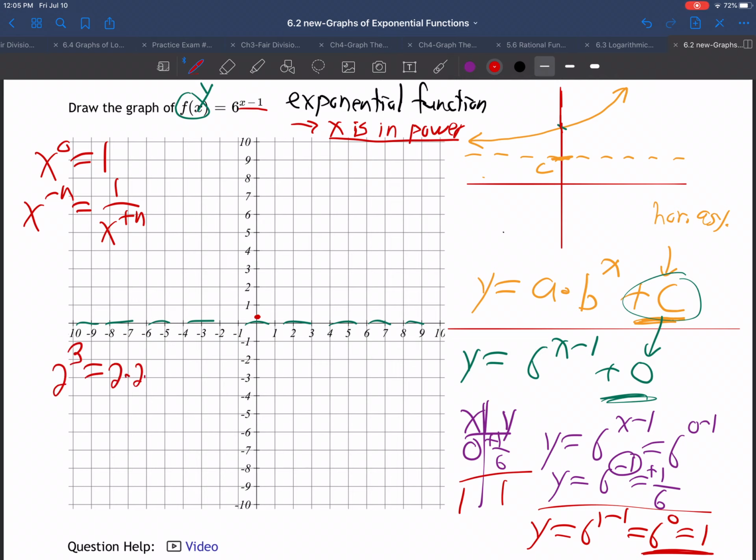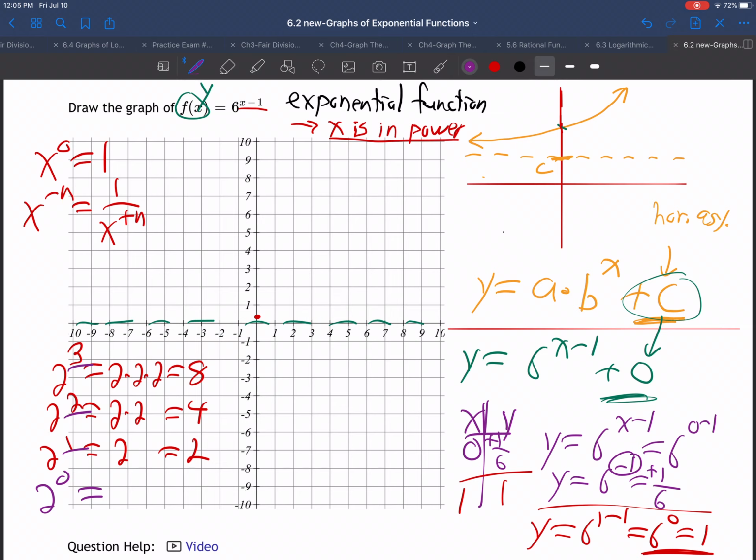What is 2 to the third? 2 times 2 times 2. 2 times 2 is 4 times 2 is 8, right? 2 squared, 2 times 2, 4. 2 to the first, 2. Okay, great. So notice the pattern. What's going to come next? 2 to the third, 2 to the second, 2 to the first. What's next? 0, right?